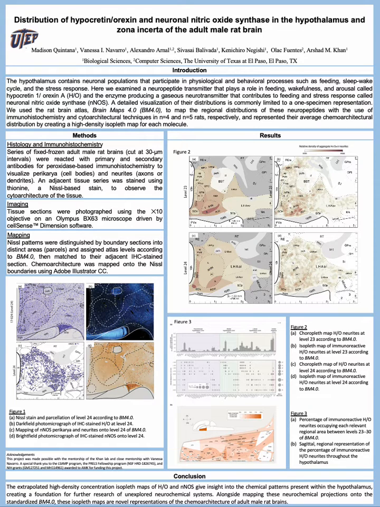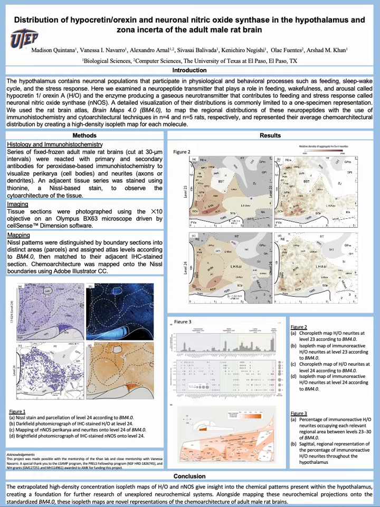The first neurochemical system to be explored is hypocretin 1 orexin A. This neuropeptide transmitter plays a role in feeding, wakefulness, and arousal. The second neurochemical system is neuronal nitric oxide synthase. This intracellular enzyme produces gaseous nitric oxide, which contributes to feeding and stress responses.